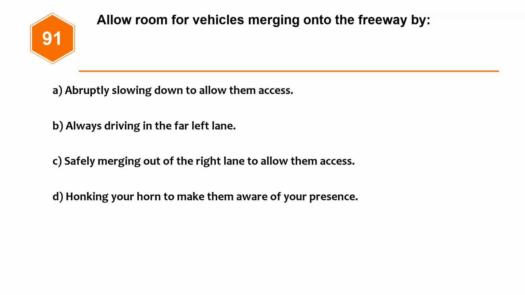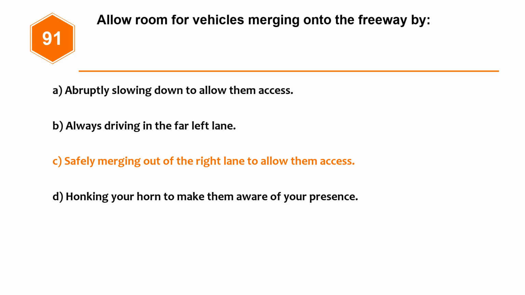Question 91. Allow room for vehicles merging onto the freeway by: Option A, abruptly slowing down to allow them access. Option B, always driving in the far left lane. Option C, safely merging out of the right lane to allow them access. Option D, honking your horn to make them aware of your presence.